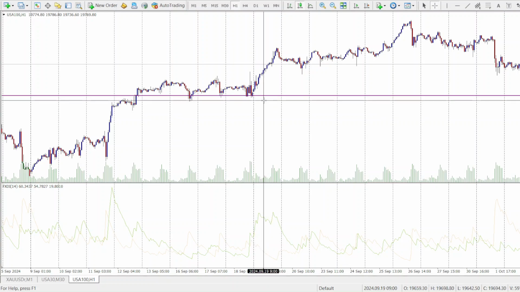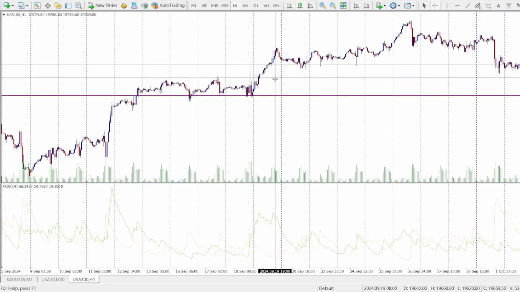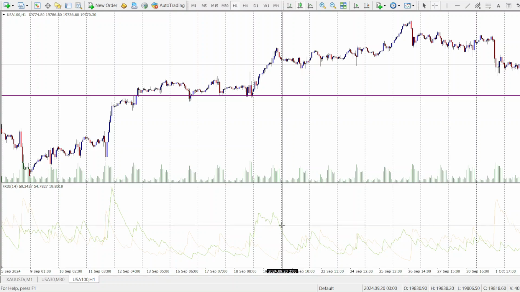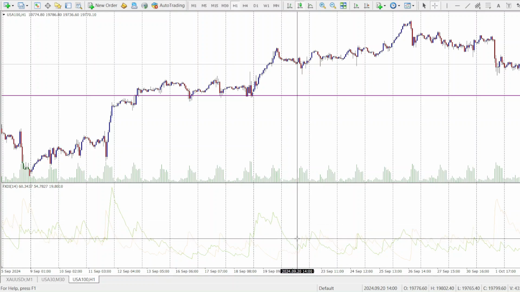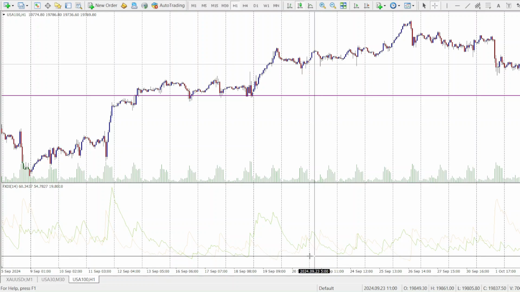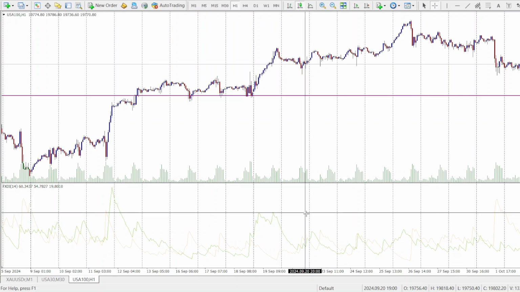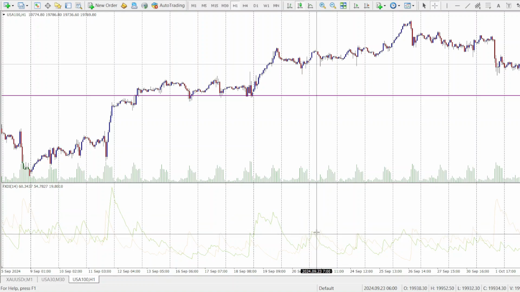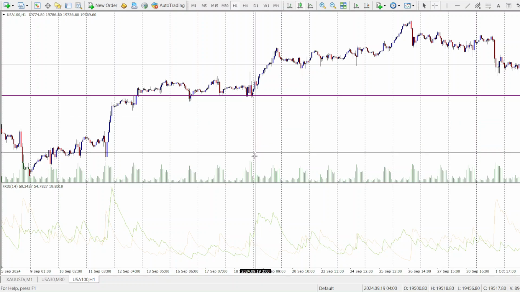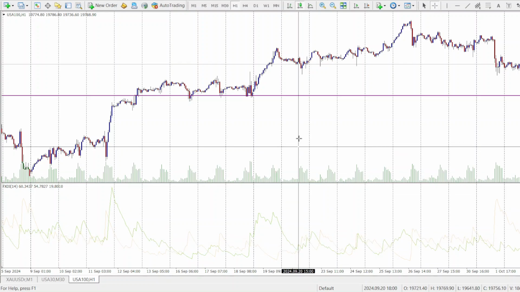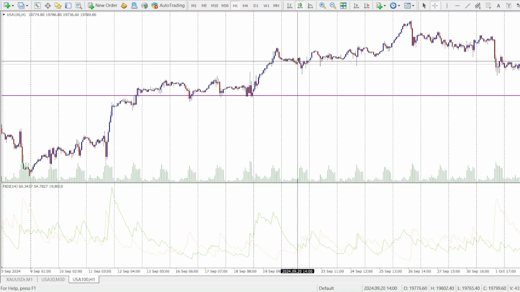And then for our take profits, we can use the opposing signal from the indicator to determine our exit signal. The exit signal for a buy trade is when the green line crosses over the yellow line downwards. And as we can see, that happened around here, meaning we would have exited our trade somewhere around here.